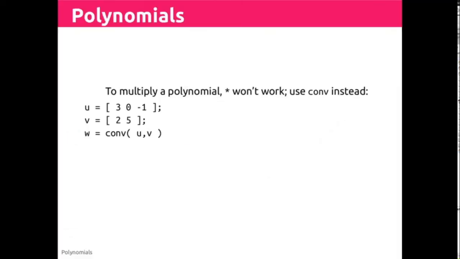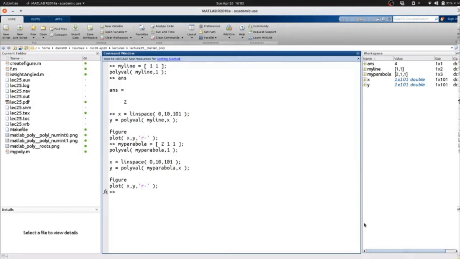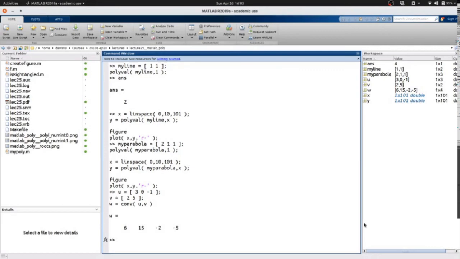This means that multiplying a polynomial is a little bit more complicated. Star and dot star won't do exactly what we want. So we have to use the convolution operator instead, conv. And here we see 3x squared minus 1 times 2x plus 5 multiplied together gives us 6x cubed plus 15x squared minus x minus 5.